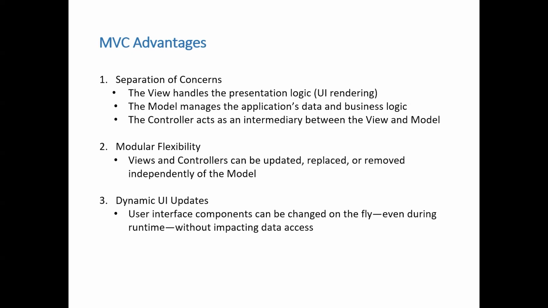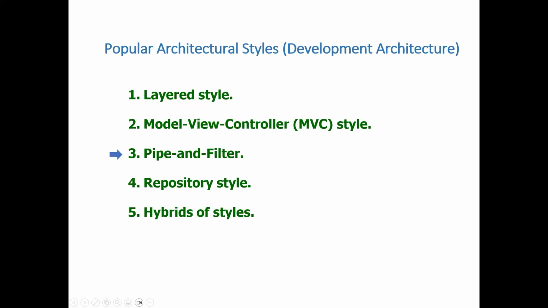And here is another huge benefit because everything is loosely coupled. You can even update the interface in real time. So, for example, you could dynamically refresh the UI with new data while the application is running without having to restart or rebuild anything. That's incredibly powerful in today's interactive real-time applications. Now, the third popular architecture is pipe and filter. Let's look at that.